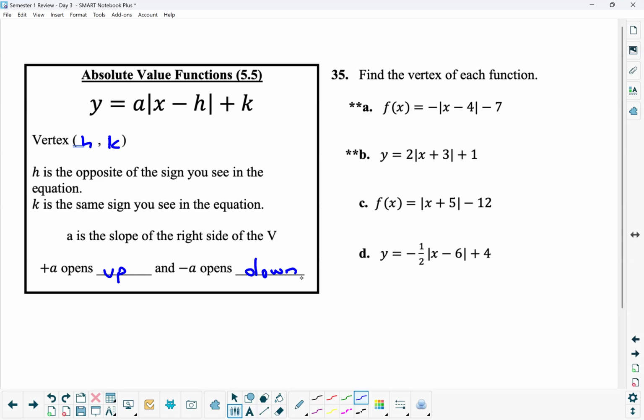So finding the vertex for each function, I take the opposite of the value that's inside. So it's minus 4 inside. I'm going to put positive 4. And my y value is the exact same as what's on the outside, minus 7. Opposite of what's on the inside, positive 3 on the inside, becomes minus 3. Outside stays the same, positive 1 stays positive 1.